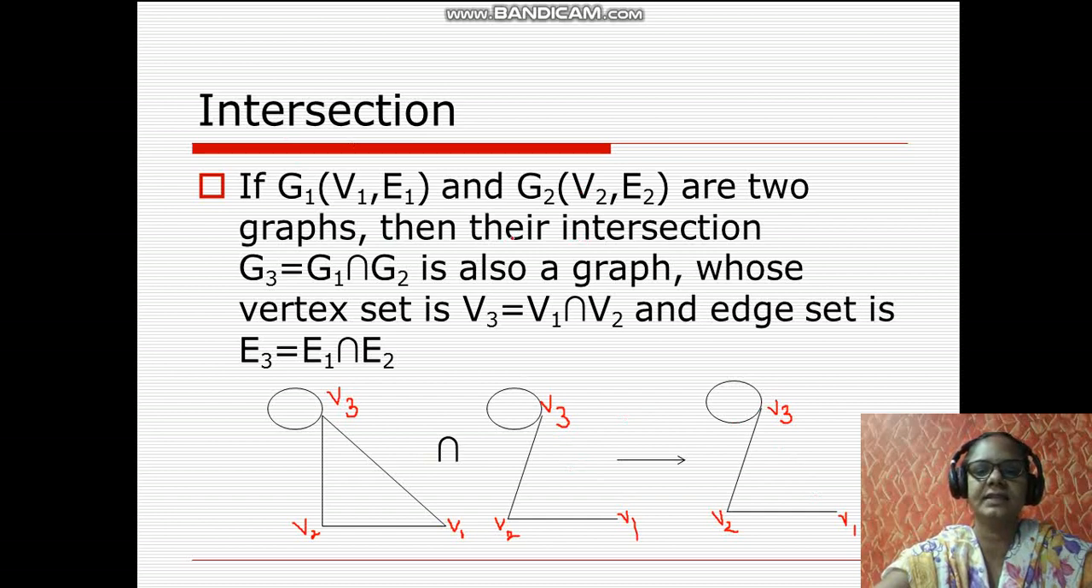The two graphs, then their intersection, that is G3 is equal to G1 intersection G2, is also a graph whose vertex set is V3 equal to V1 intersection V2 and edge set E3 is equal to E1 intersection E2. That is, common edges are being copied and the common vertices are being copied.